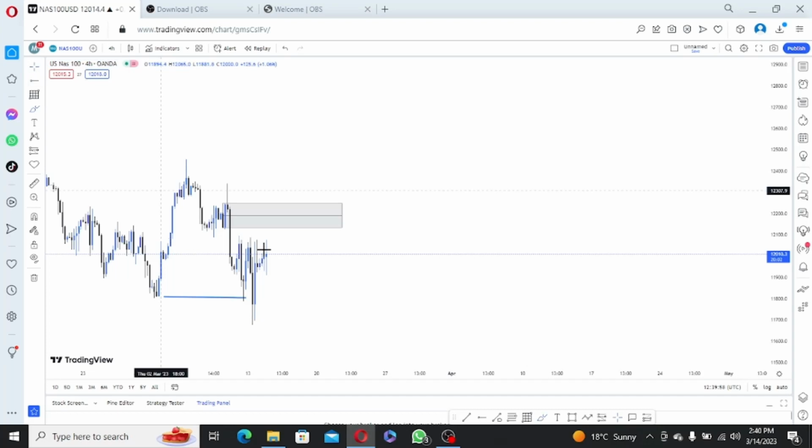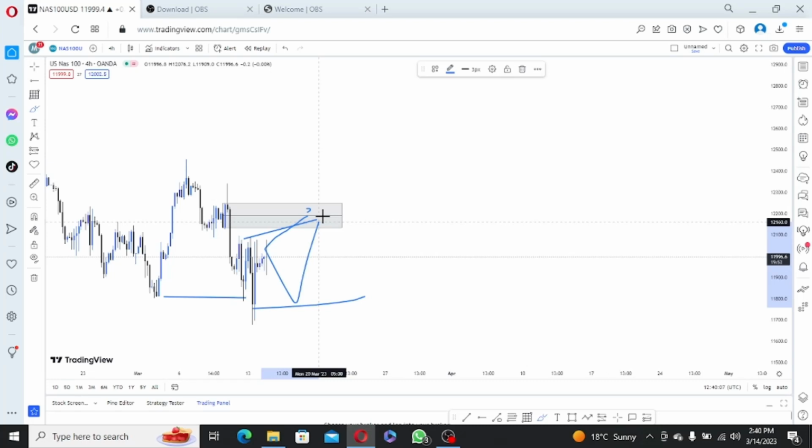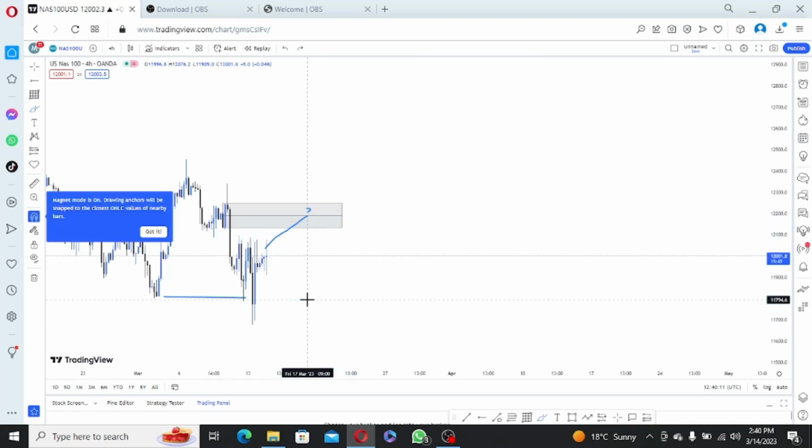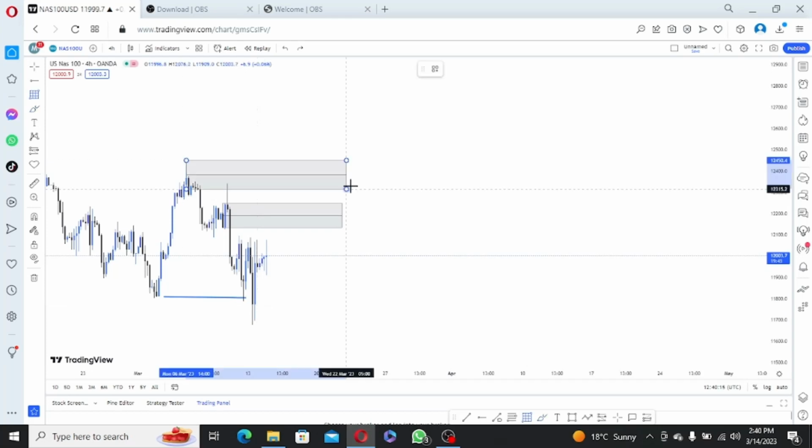So let's see how Nasdaq will get here. If we get a very nice pattern, maybe something like that going into that area, then we can take Nasdaq to the downside from that area. Or, because we have multiple areas that Nasdaq can come for, we also have this area up there that Nasdaq can literally come back for.